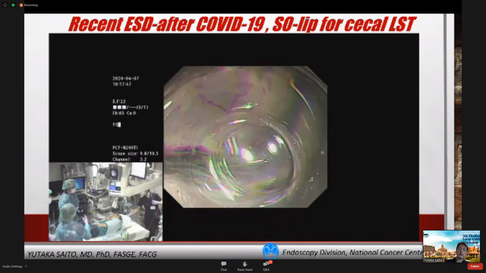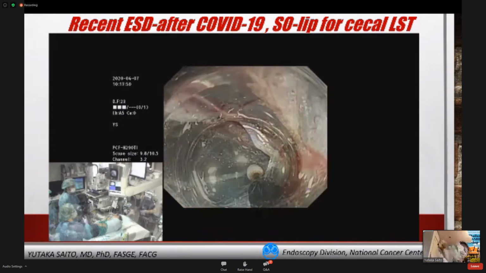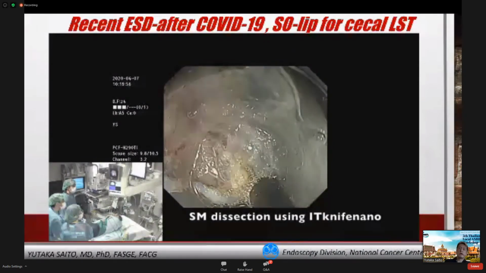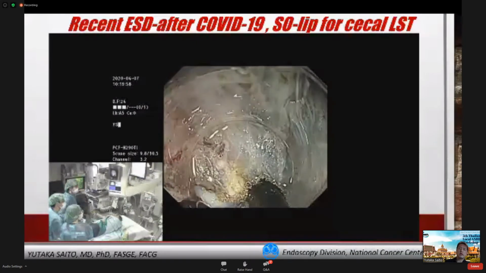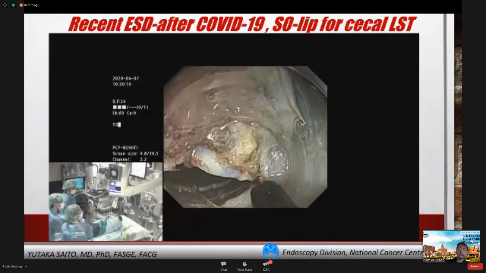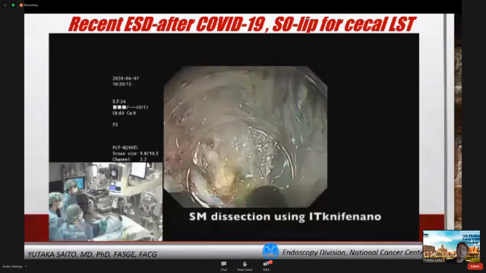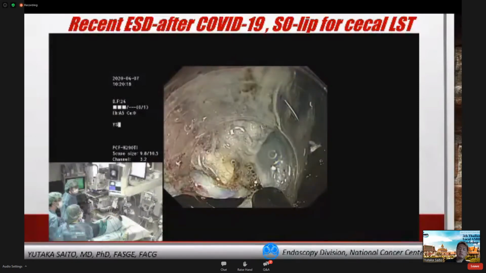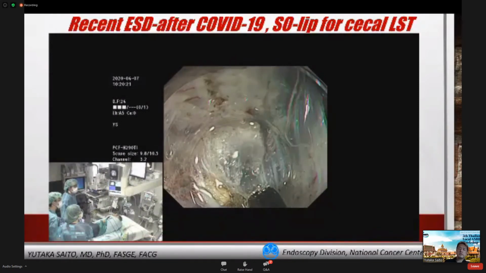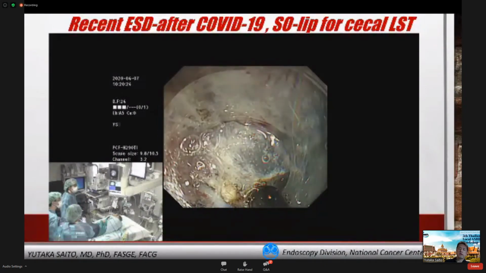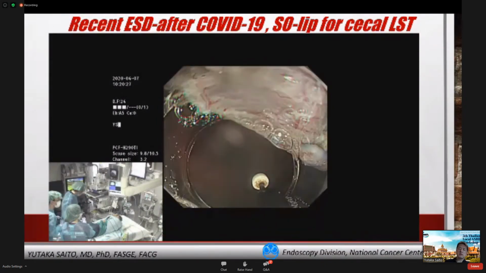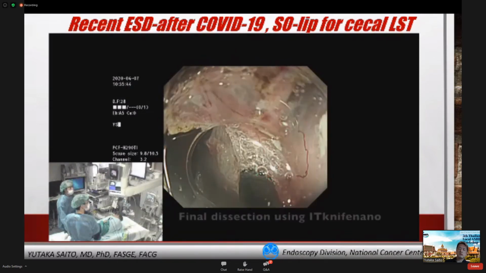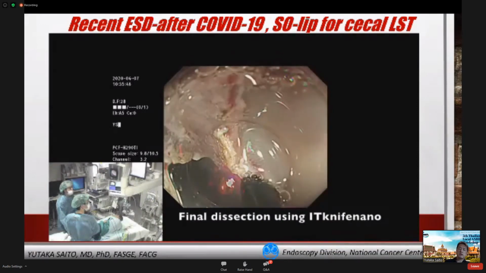And this is almost the final part of the dissection. We are already approaching the oral side of the dissection area. And for the pocket creation method using only a needle type knife, sometimes opening the pocket becomes difficult and the final portion of the dissection becomes difficult. But using the IT knife nano, opening the pocket or the final portion dissection is easy.